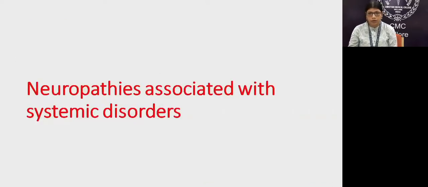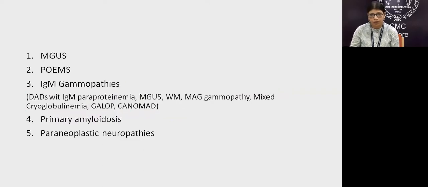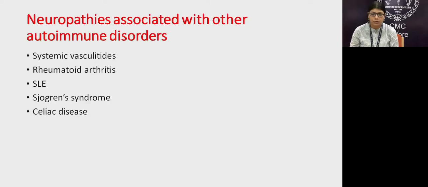Now, coming to the second half of the talk, which is the neuropathies which can be associated with other systemic disorders. The predominant disorders are monoclonal gammopathy of unknown significance, POEMS syndrome, and IgM gammopathies. IgM gammopathies are of various types: primary amyloidosis and paraneoplastic. All of them have an immune mechanism and respond to immunomodulation, as well as treatment of the underlying disorder. Neuropathies can also be associated with other autoimmune disorders like SLE, which, apart from CNS, can also have PNS involvement apart from other organ involvement.